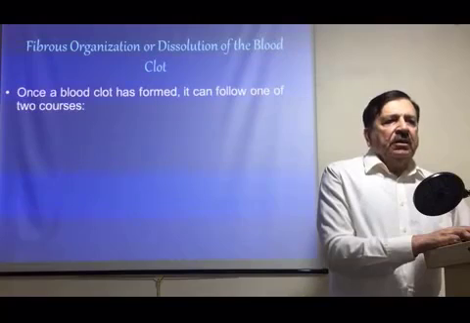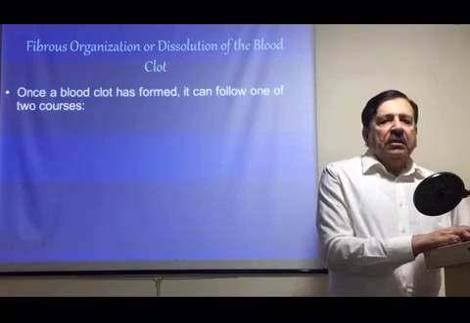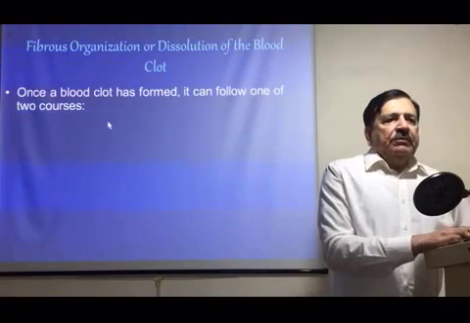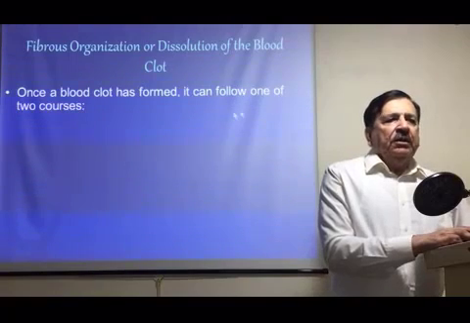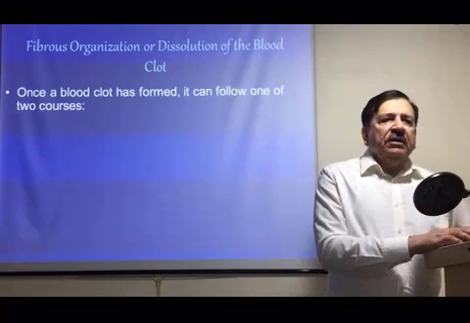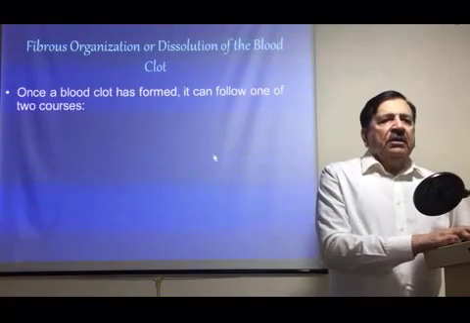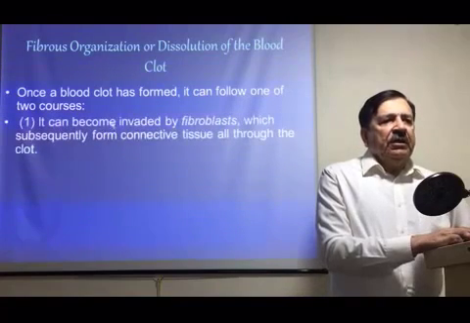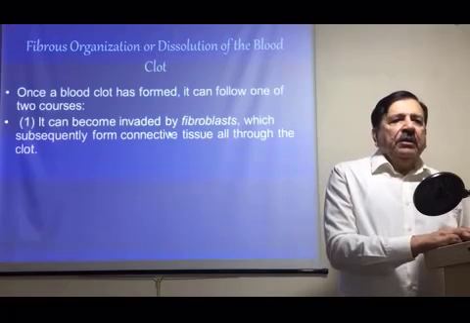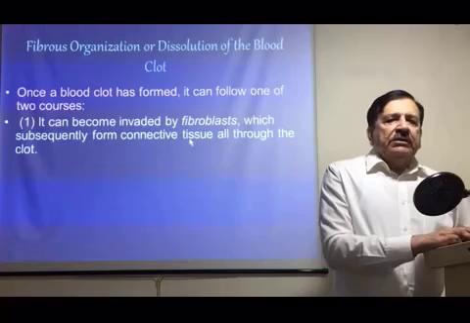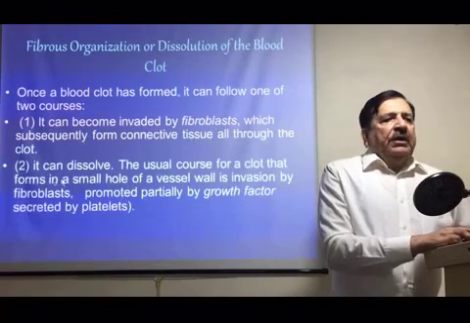Fibrous organization or dissolution of the blood clot. How does the fibrous organization or dissolution of the blood clot occur? Once a blood clot has formed, it follows one of two courses. Aggregation of platelets and coagulation run side by side. So when coagulation occurs, they adopt two ways. The first way is that it can become invaded by fibroblasts, which subsequently form connective tissue all through the clot. The other way is, if the vessel has damage, it can dissolve.